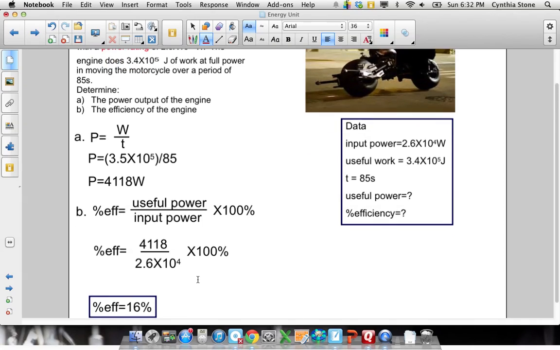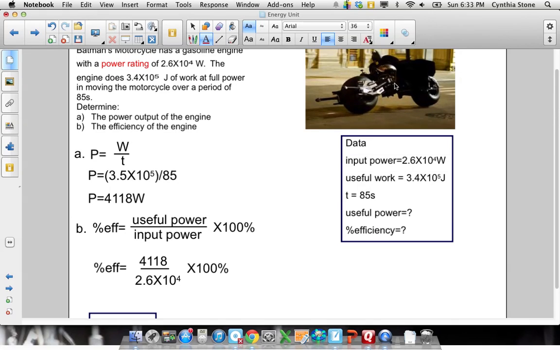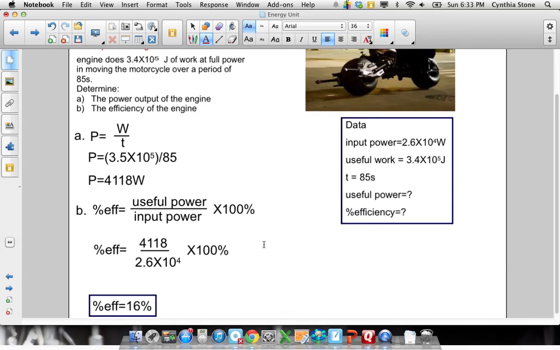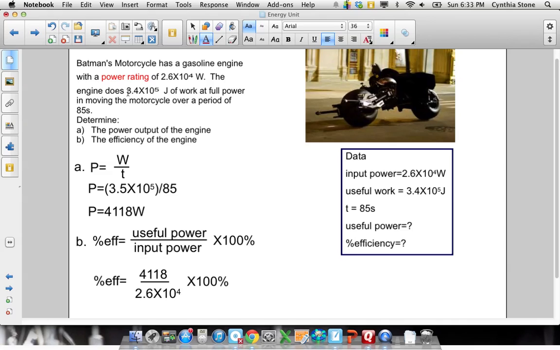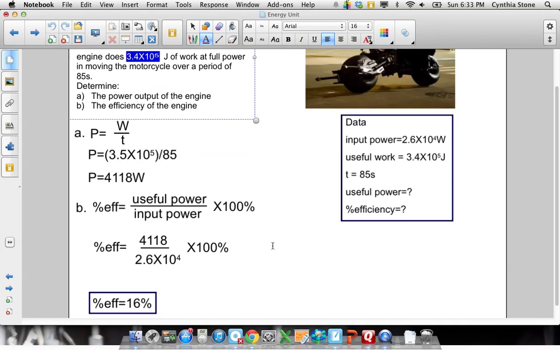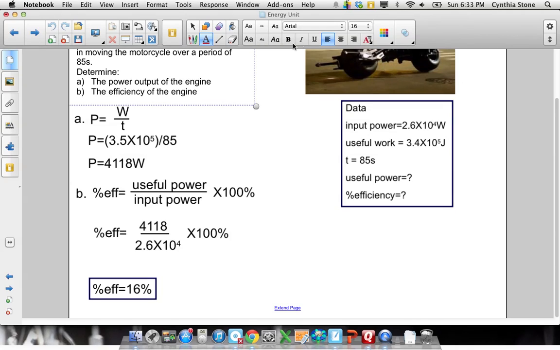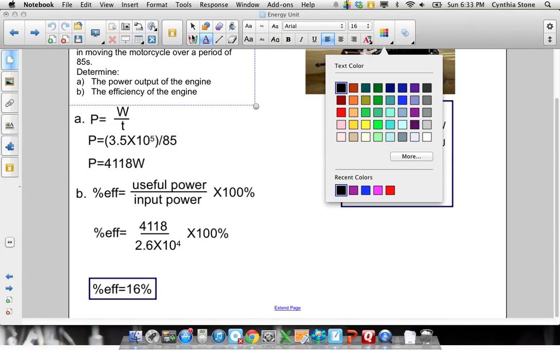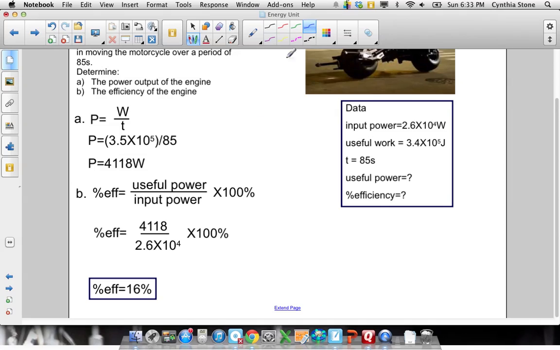But again, you think the old motorcycle there, it's got lots to do. It's probably got seat warmers for them, and it's got to make lots of noises and lights, and all those things aren't included. When we're talking about this, we're probably talking about the work it does to actually move the motorcycle. Well, Batman's motorcycle does a lot more than just move things, obviously. So it's not going to be very efficient in that sense of the word.